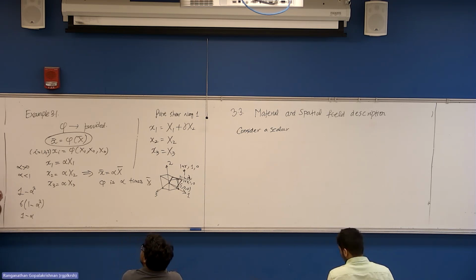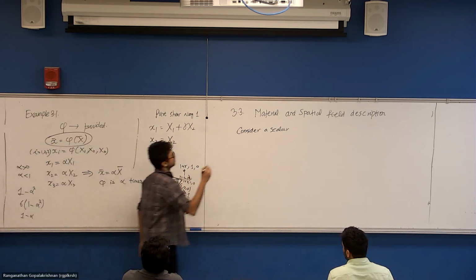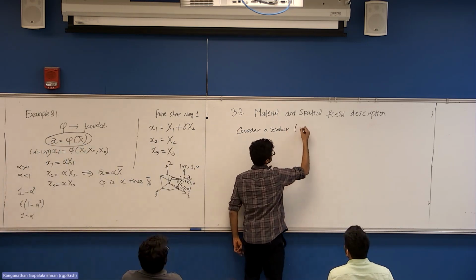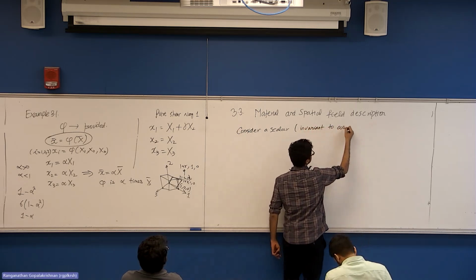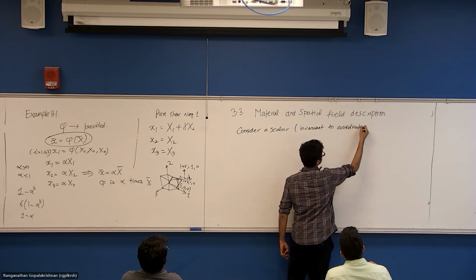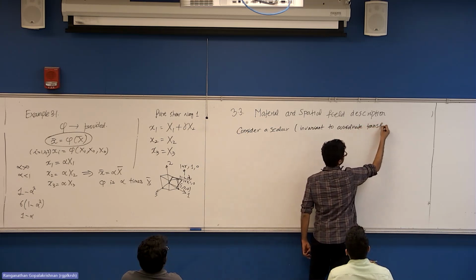So I'll give you an example. I'm observing the temperature of a point. I have my own coordinate system and you have your own coordinate system. You are also sensing the temperature of the same point. Will we get different values? No. So can you put that into a definition now? A scalar is invariant to coordinate transformations. That is the idea of a scalar.